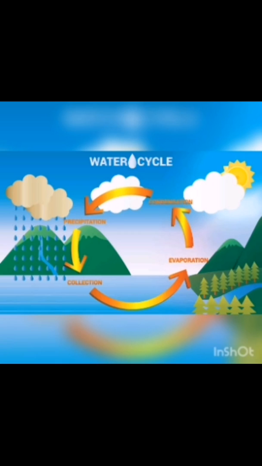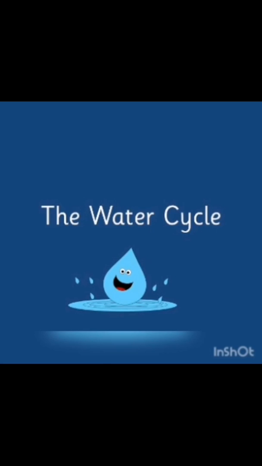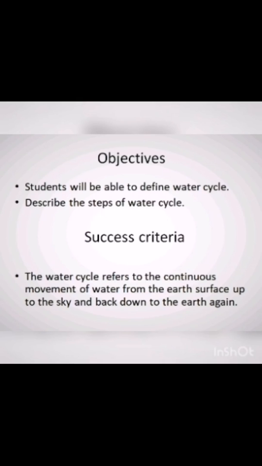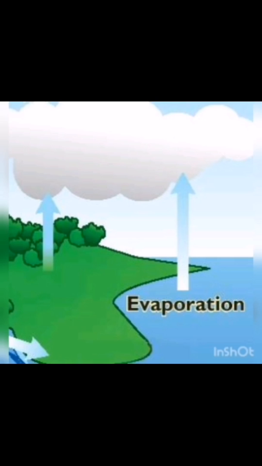Now the topic of today's lecture is the water cycle. Objectives of today's lecture are: define the water cycle and describe the steps of the water cycle. Success criteria: the water cycle refers to the continuous movement of water from the earth's surface up to the sky and back down to the earth again. Now my dears, we can start our lecture.